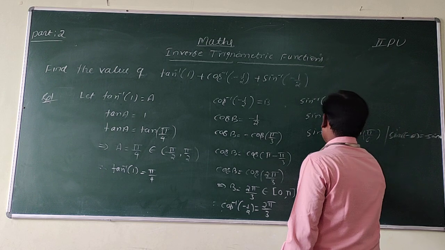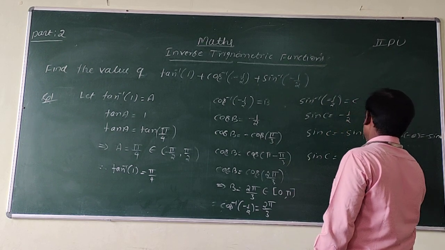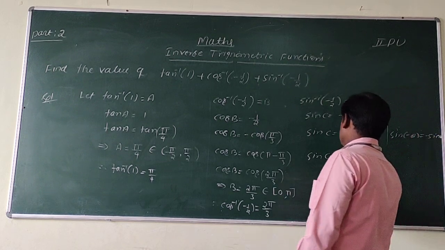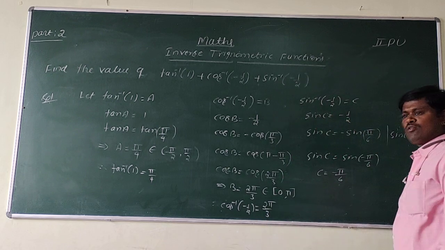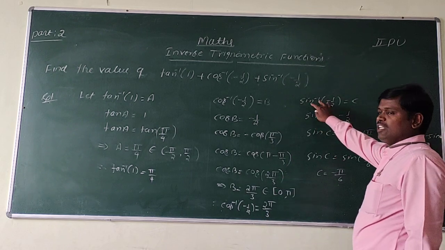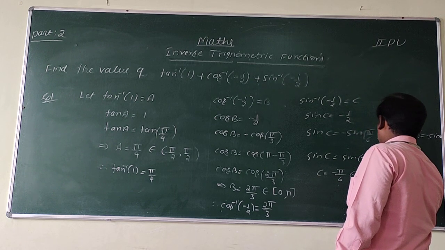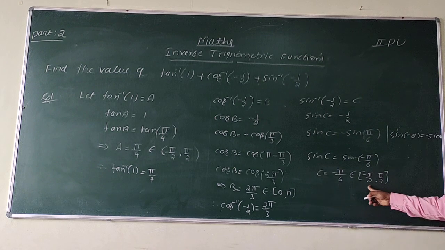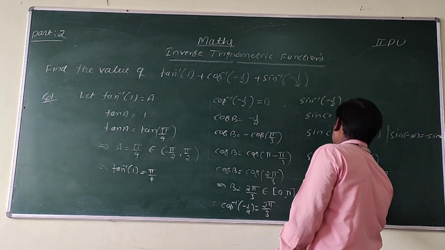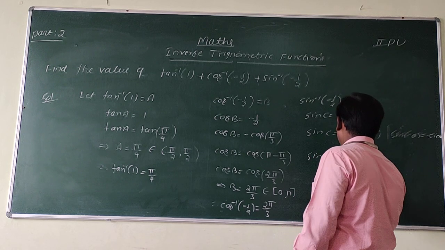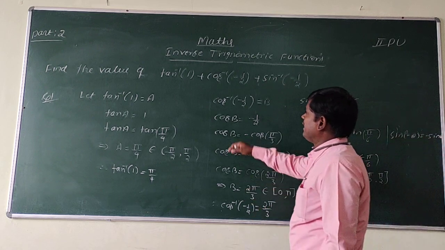So it can be written as sin c is equal to sin of minus pi by 6. Therefore c is equal to minus pi by 6. Already you know that the principal value branch of sin inverse is minus pi by 2 to plus pi by 2, closed bracket. Therefore sin inverse of minus 1 by 2 is equal to minus pi by 6. So we know all the values.